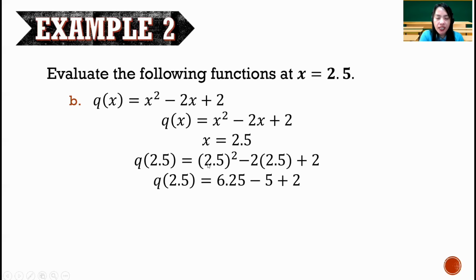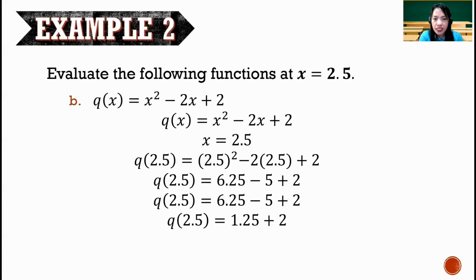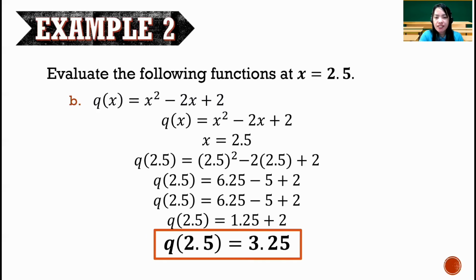To simplify, that would be 2.5 squared is 6.25. Negative 2 times 2.5 is negative 5. And then copy plus 2. Simplify. So that would be 6.25 minus 5 is 1.25 plus 2. Final answer is q of 2.5 is equal to 3.25.